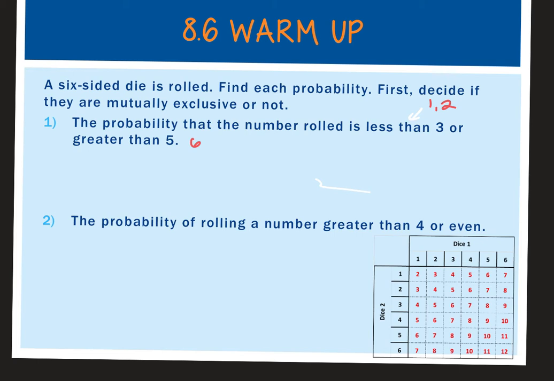So because these are mutually exclusive, you just find the probability that it's less than 3, and then you add it to the probability that it's greater than 5. So less than 3, we said there's 2 out of the 6. And then greater than 5, we said there's 1 out of the 6. You can either simplify, but then you're going to have to find a least common denominator anyway, or keep them the way they are. I'd get 3 out of 6, which is 1/2. You could have also just counted your die on that one.